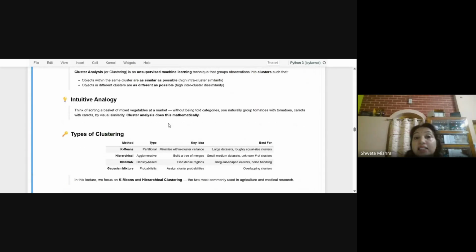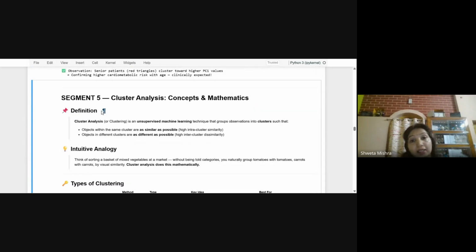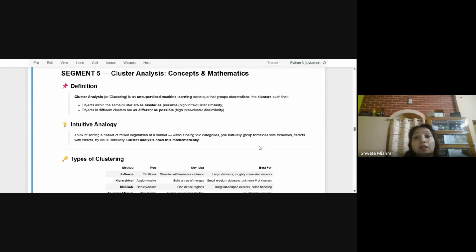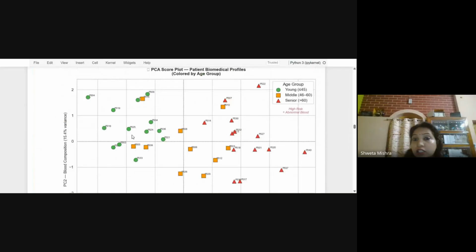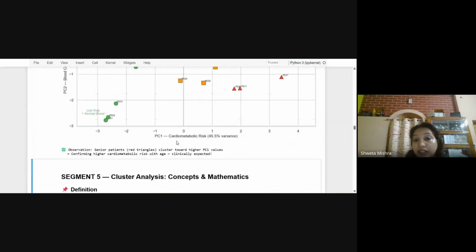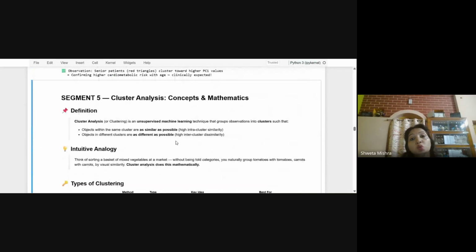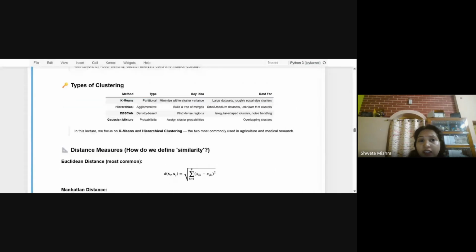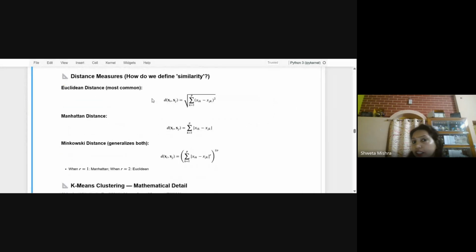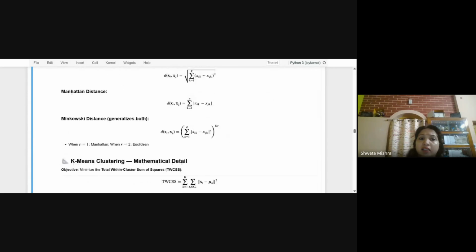Now our next topic is cluster analysis. That is very important, because now we understand where the problem is, what the problem is. Our idea is to make them into two or three different groups. Here we can use Euclidean distance, which is the most common. Then we have other formulas, Manhattan distance and Minkowski distance.